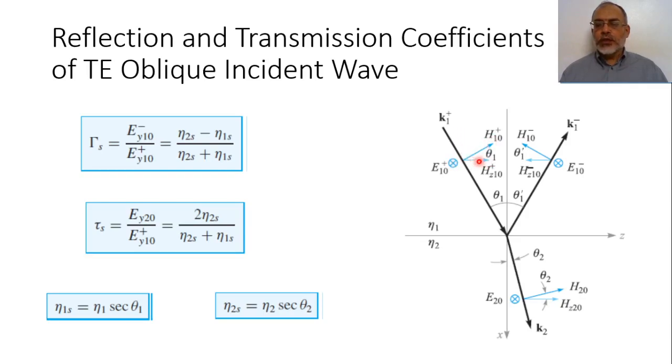And assuming that the normal direction is in the x direction and the plane of incidence is the xz plane, so in this case the polarization is perpendicular to the plane of incidence and is transverse with respect to the interface between the two media.